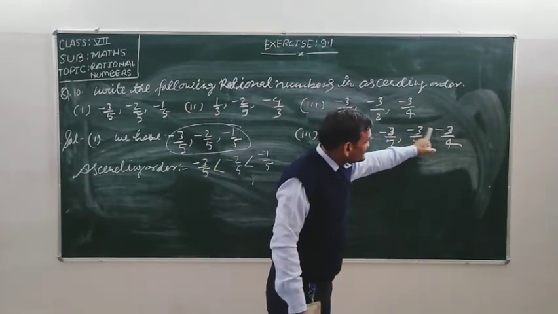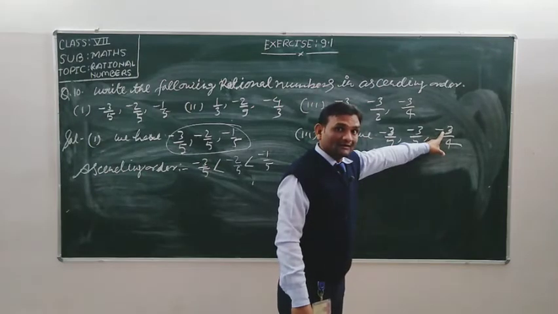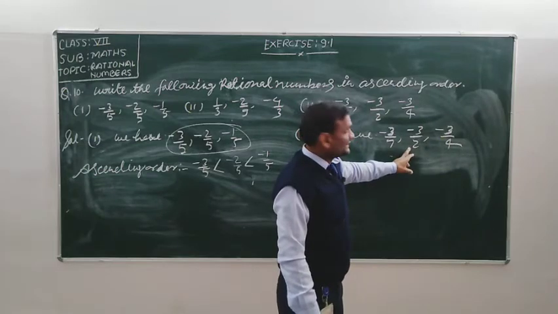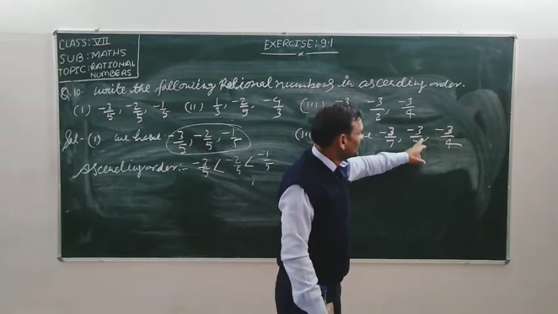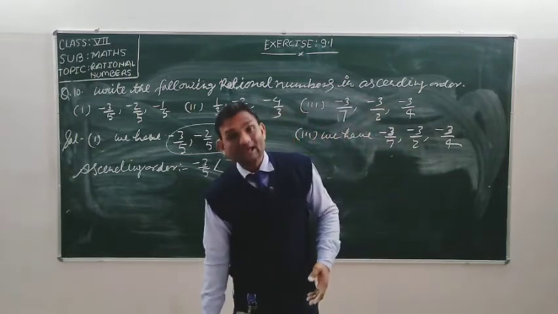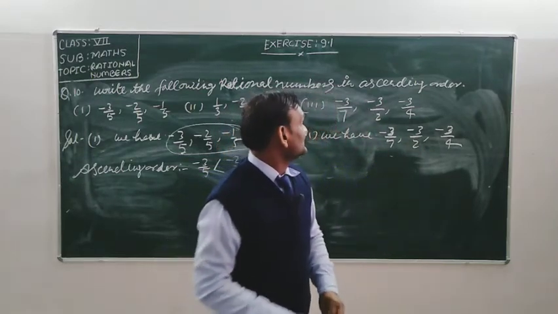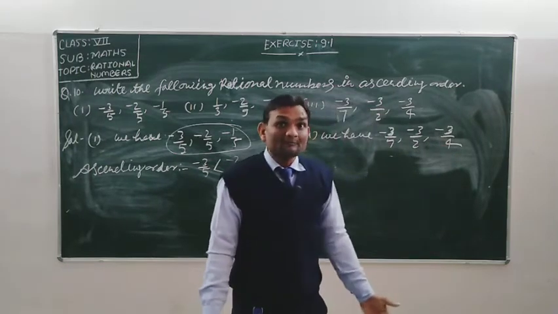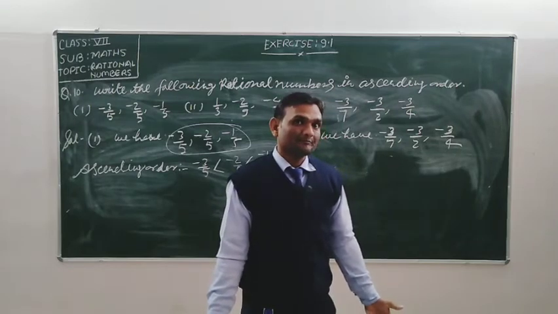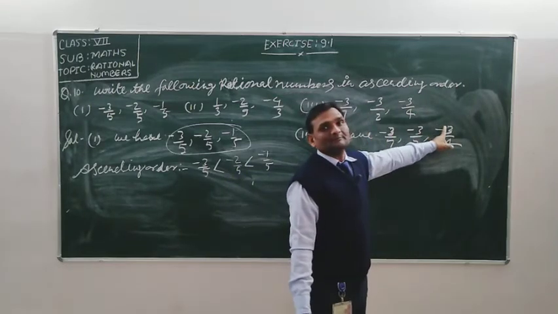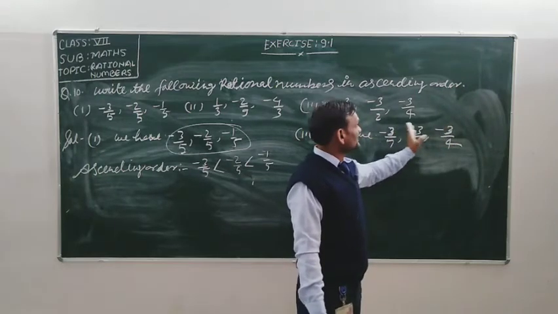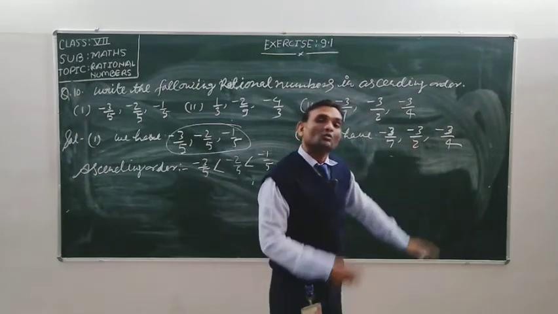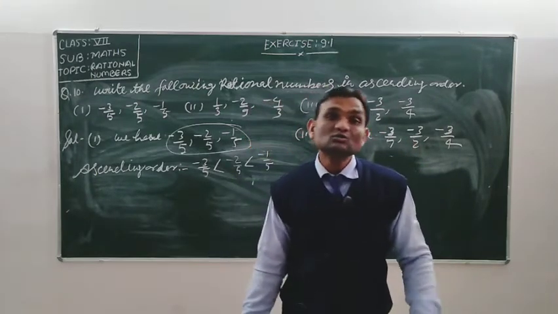Student, if the numerators are the same, then that rational number whose denominator is smaller looks smaller, that will be greater. And that rational number whose denominator is greater will be smaller. In the opposite way you will say it. If the numerators are equal, then the rational number whose denominator is smaller will be greater, and the one whose denominator is bigger will be smaller.